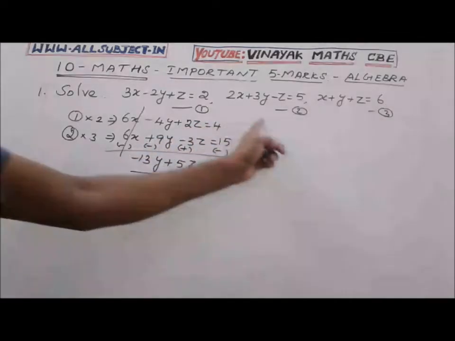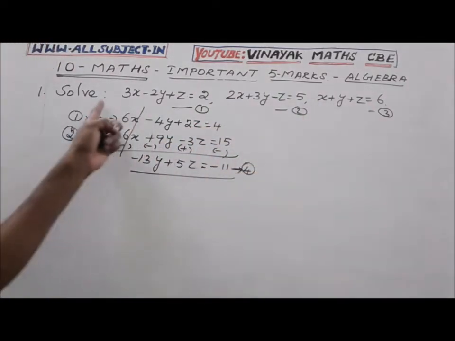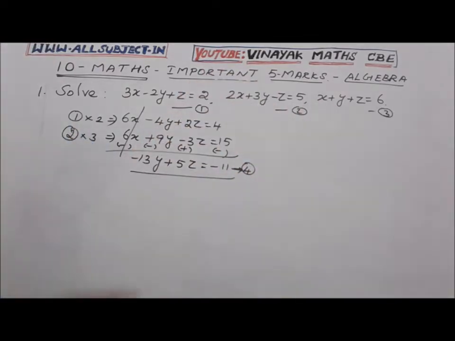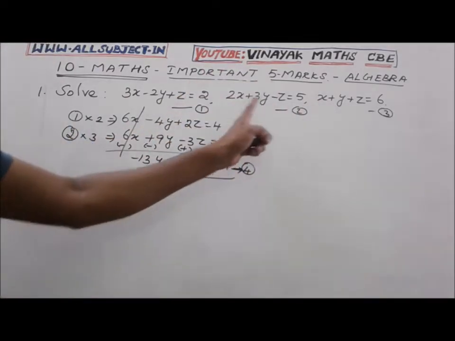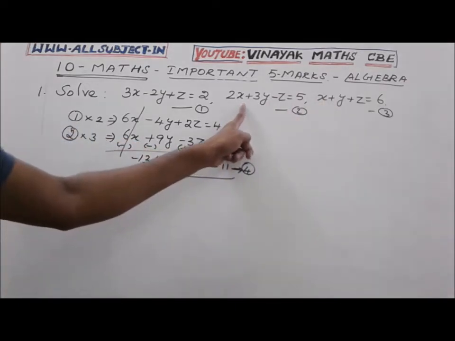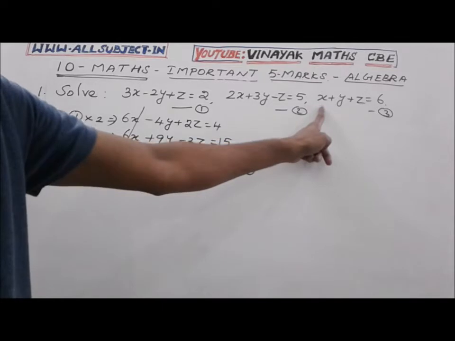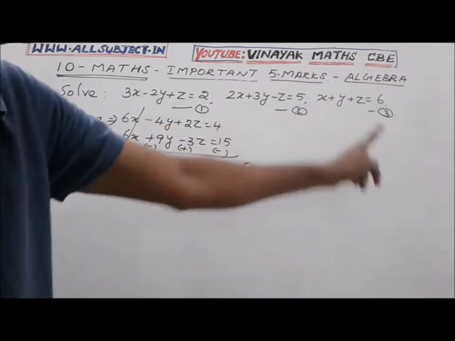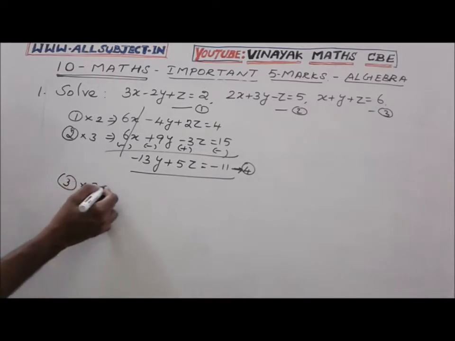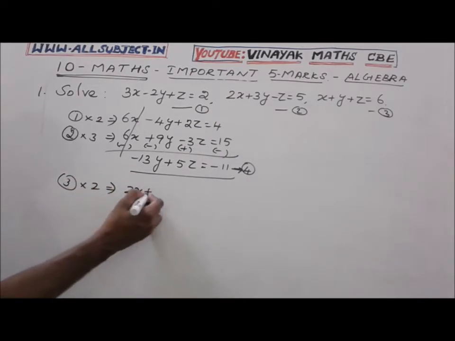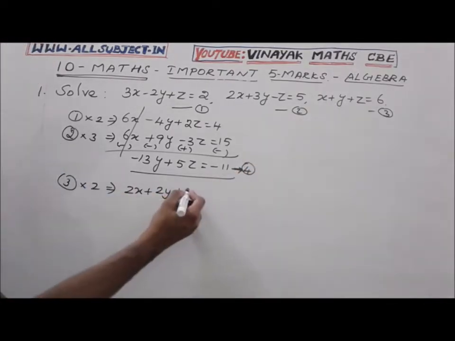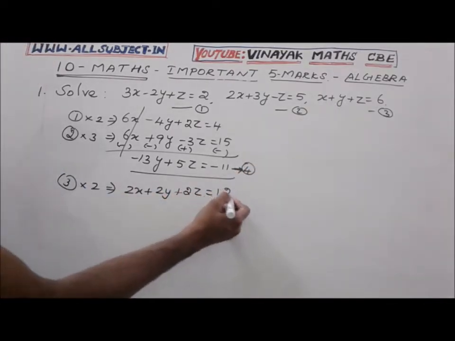Now take another two equations, 2 and 3. We have taken 1 and 2 here. Then take 2 and 3 and eliminate the same variable x. For that, multiply the third equation by 2, because here the coefficient of x is 2 and here the coefficient of x is 1. So multiplying the third equation by 2, we get 2x plus 2y plus 2z equal to 12.